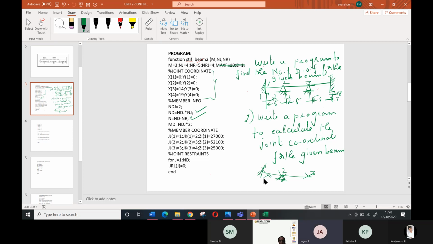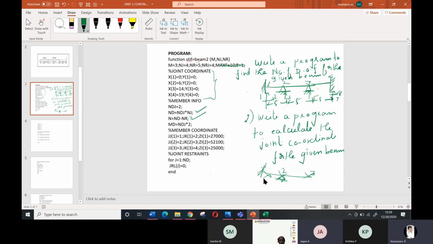Finished? There is a colors. Have you finished? Yes. Can you read it? What you have written? Number of members 3, ma'am. M is equal to 3.